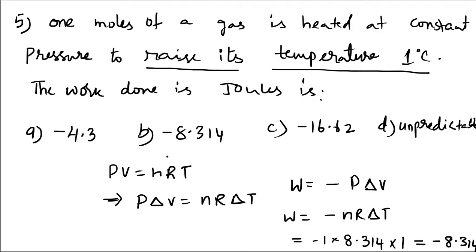Therefore, what is the answer here? Negative 4.3, negative 8.314, negative 16.62 and unpredictable. So our answer matches option B. So in this problem, to raise the temperature of 1 mole of the gas by 1 degree centigrade, the amount of work is 8.314 joules at constant pressure. That is an important point. So next, let's go to the next problem.